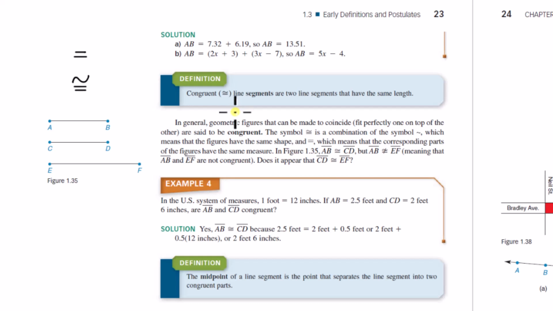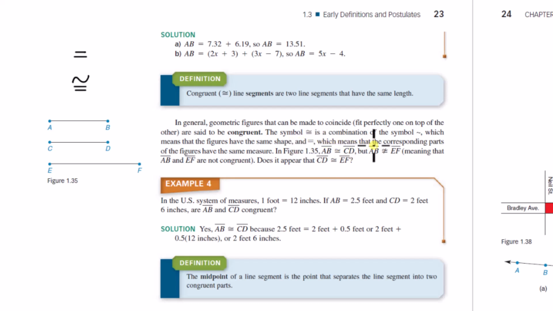But when it comes to other shapes, it's not that simple. Again, you can't say if two triangles have the same area inside the triangle, they're congruent. No. In general, geometric figures that can be made to coincide, fit perfectly on top of one another, are said to be congruent.